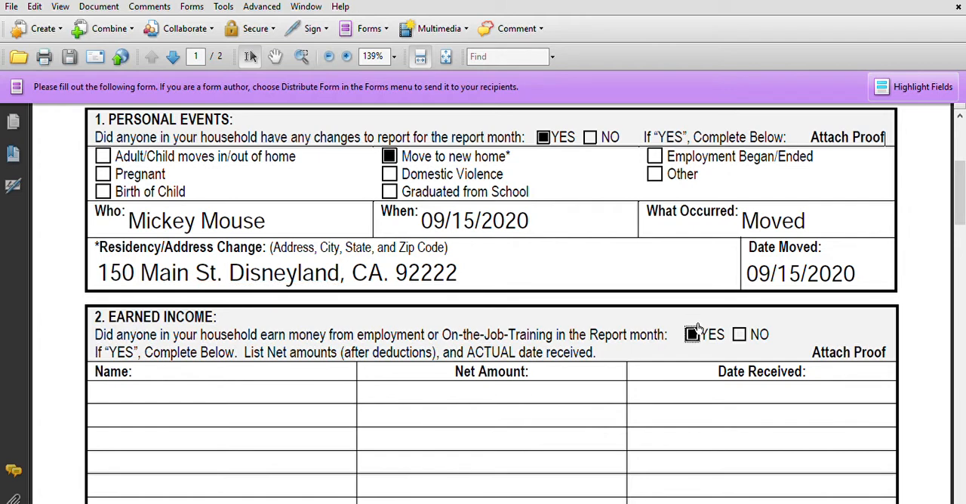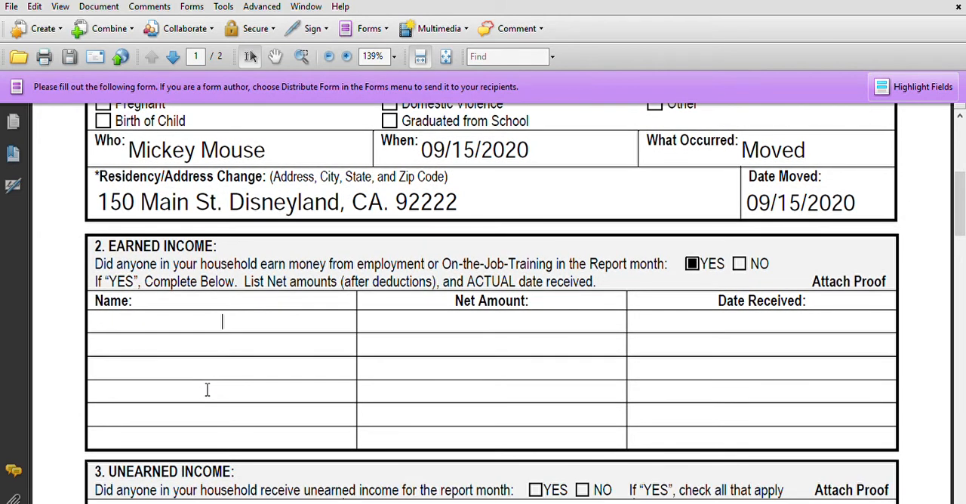So let's say Mickey does work. We want to report what Mickey earned during the month of September. At the time of application, Mickey told his caseworker that he works and gets paid bi-weekly. Therefore, as a caseworker, I know Mickey is probably going to be receiving at least 2 checks during the month of September. So this is where Mickey would tell me what he received. Mickey Mouse received, after taxes, $250.